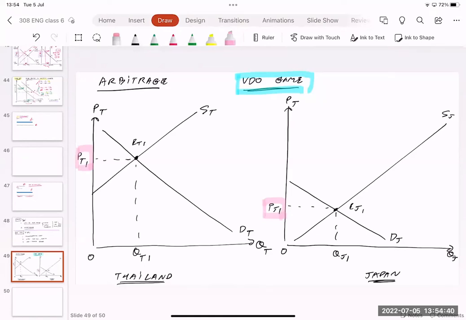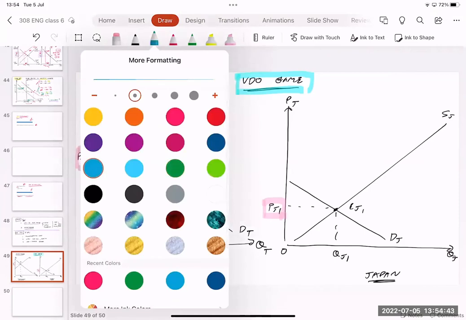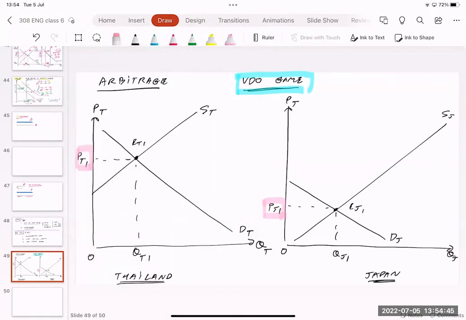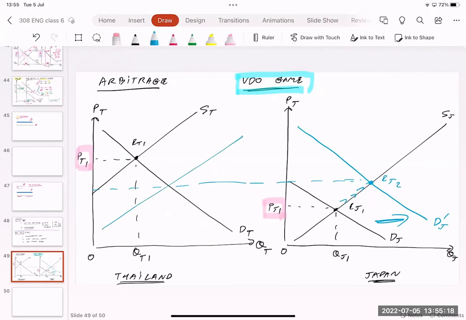Let me change to the blue color. We can easily fly to Japan and buy more. When you go to Japan and buy more, demand for video games in Japan will increase. Everyone going to Japan, buying video games, demand for video games in Japan increasing, the equilibrium point going up. And then when you buy the video games in Japan, you bring them back to Thailand and sell them in Thailand. When you sell video games in Thailand, supply of video games in Thailand goes to the right.